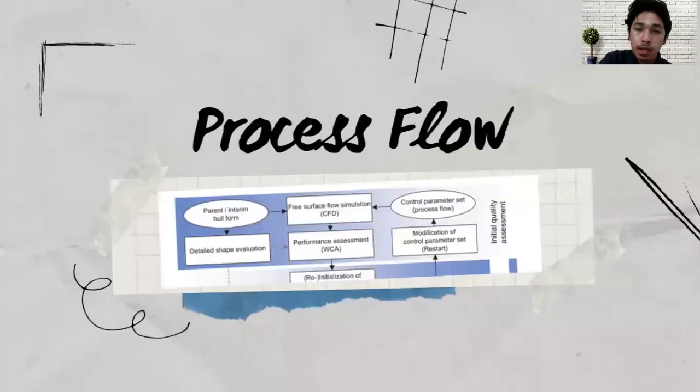All right, so let's start with the process flow. What we do first is the initial quality assessment. First, we have the parent or interim hull form, and then we determine the flow simulation by using CFD. So we have the performance assessments afterwards using WCA. The parent or interim hull form itself can be used to have the detailed shape evaluation.